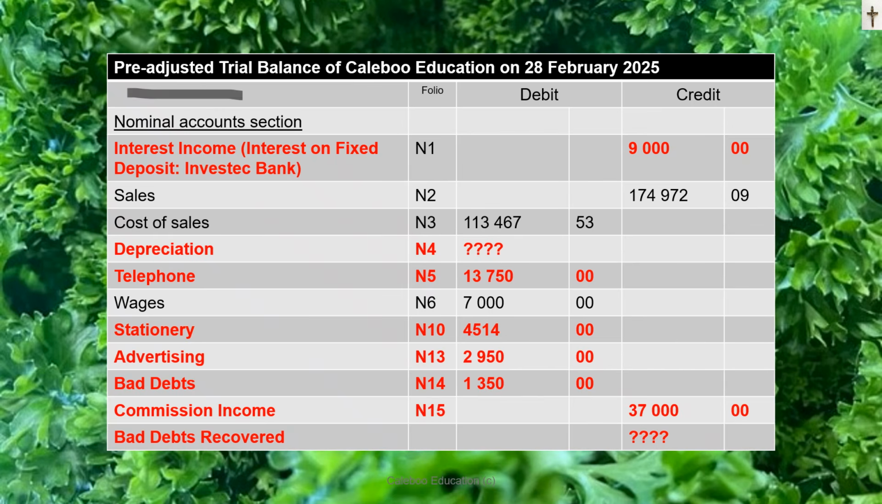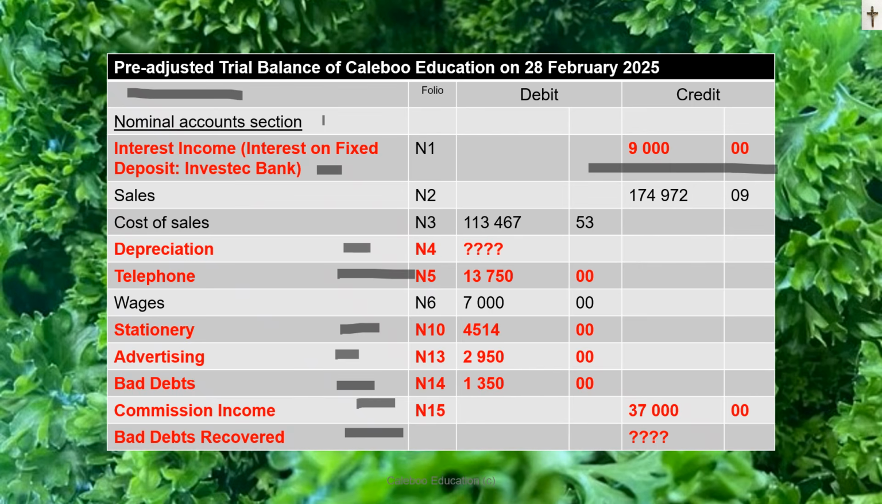You're also given, I couldn't fit this onto one page, so I've divided the real accounts and the nominal accounts. This interest income, we're going to check if it is correct. There's depreciation, we don't know it yet. That's an expense account. The telephone account is going to change. Stationery is going to change. Advertising, bad debts, commission income, bad debts recovered. Those numbers are all going to change.